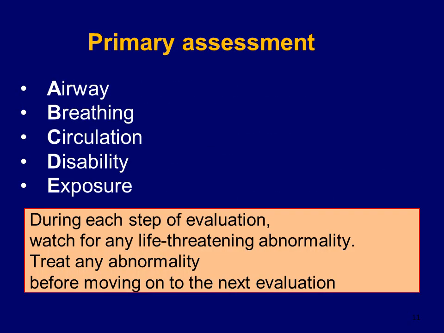The next step is to do primary assessment. This is evaluation of the A, B, C, D, E. Now we will go through step by step of A, B, C, D, E, which represents airway, breathing, circulation, disability, and exposure. Remember that you should not proceed to the next step before treating or securing any abnormalities.